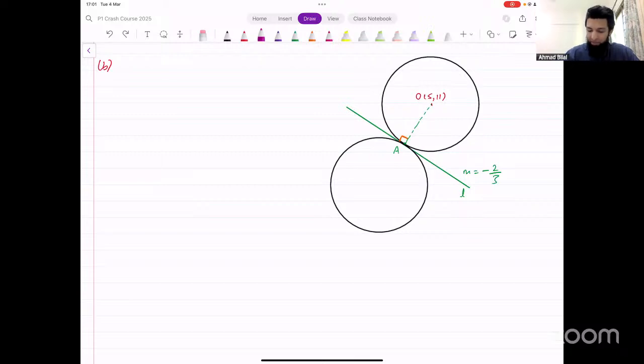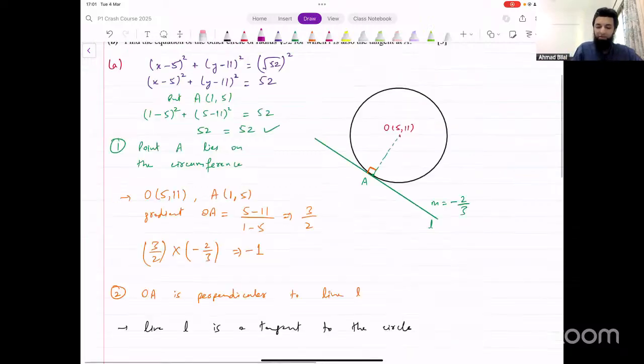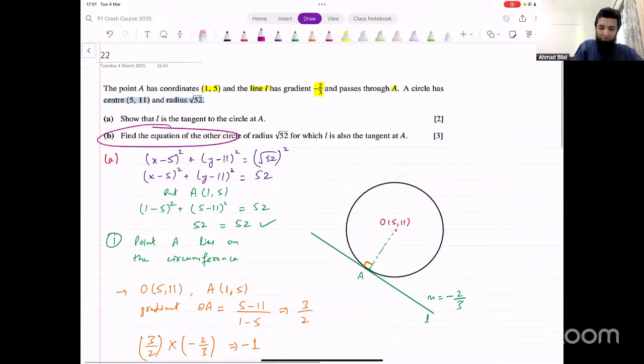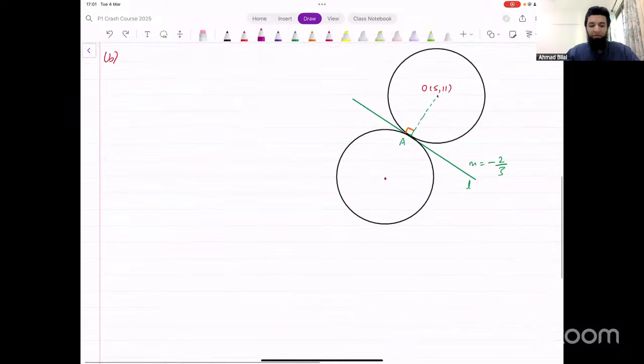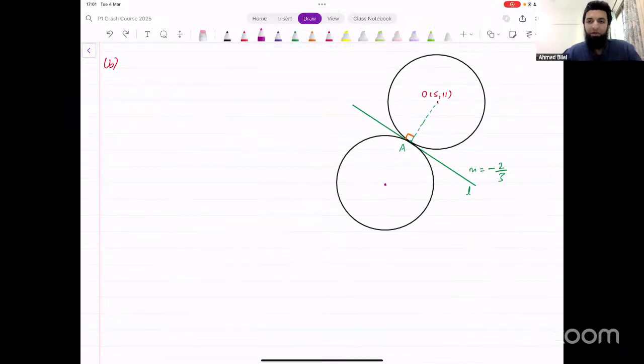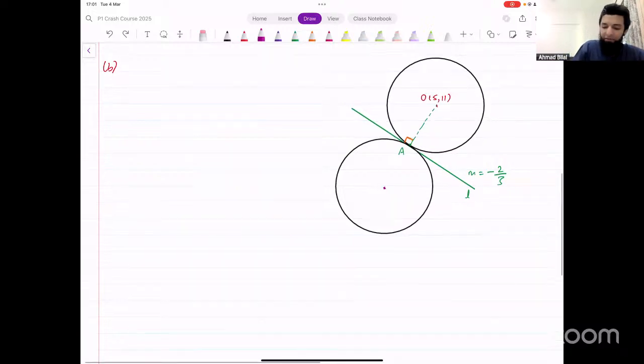It'll have some center somewhere. We need to write down the equation of the circle. Okay. What do we need to write down the equation of any circle? We need two things, radius and the center. Now we already have the radius of the circle. We know that the radius of the circle is square root of 52. They've already given that in the question.